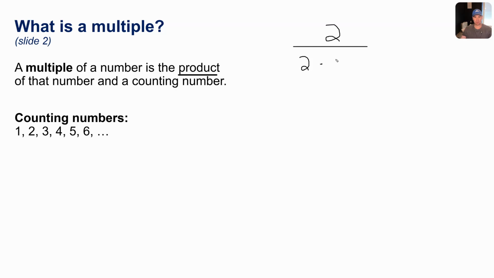So 2 times 1 is equal to 2. 2 times 2 is equal to 4. 2 times 3 is equal to 6. 2 times 4 is equal to 8, and so on and so forth. So 2, 4, 6, and 8 are all multiples of 2.